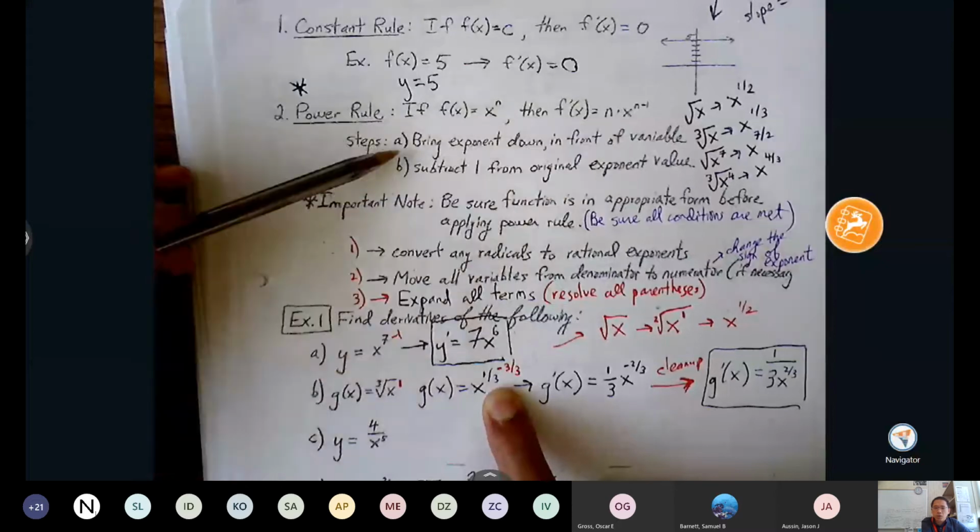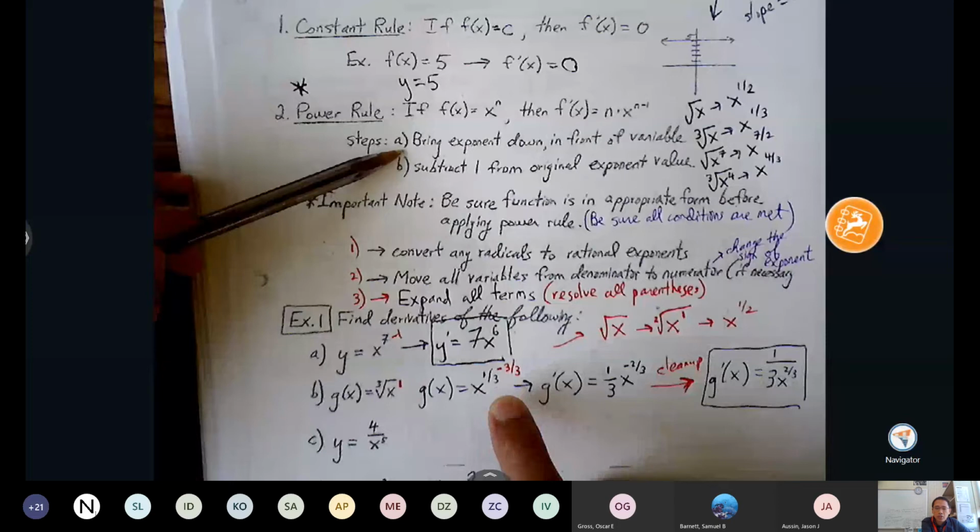So we're going to bring the exponent down in front of the variable. So that 1/3 comes down in front. And then we're going to subtract 1 from that original exponent value. So that becomes 1/3 minus 1. But if I'm doing 1/3 minus 1, I don't have common denominator. So I'm forcing that minus 1 to be a 3/3 to match this denominator. That way I can do 1 minus 3 is -2 and becomes -2/3.